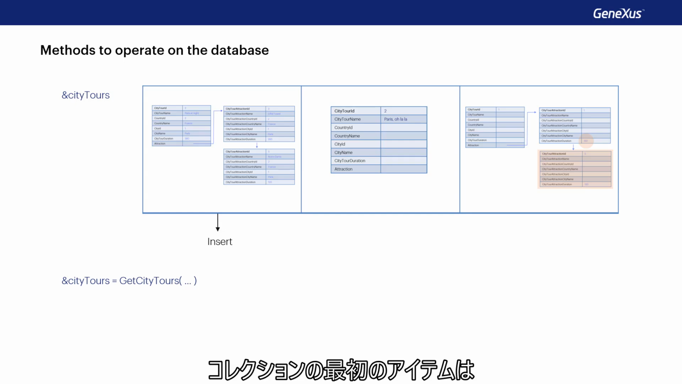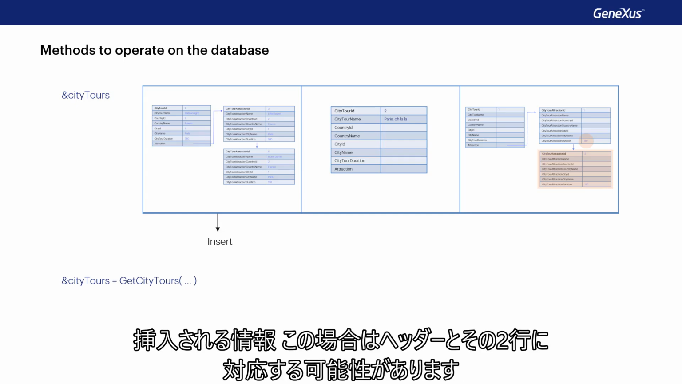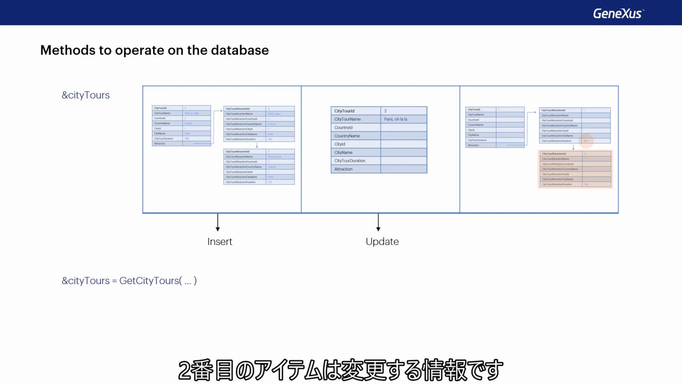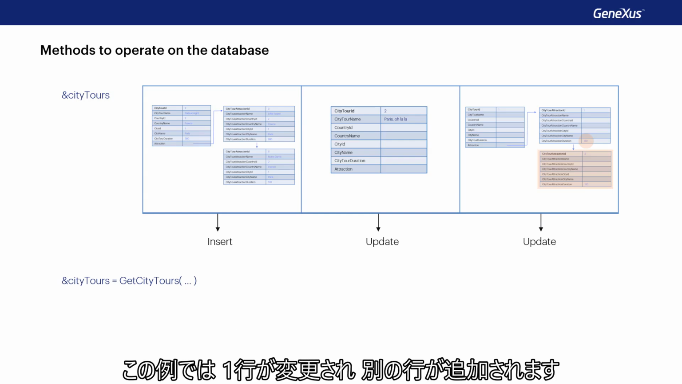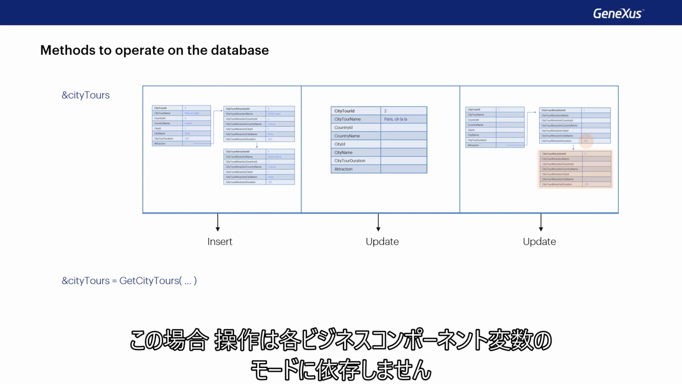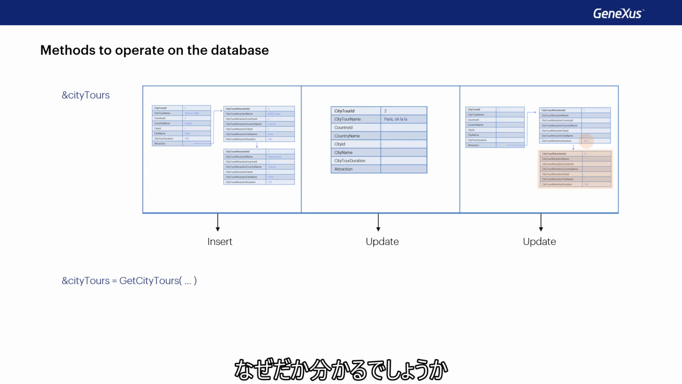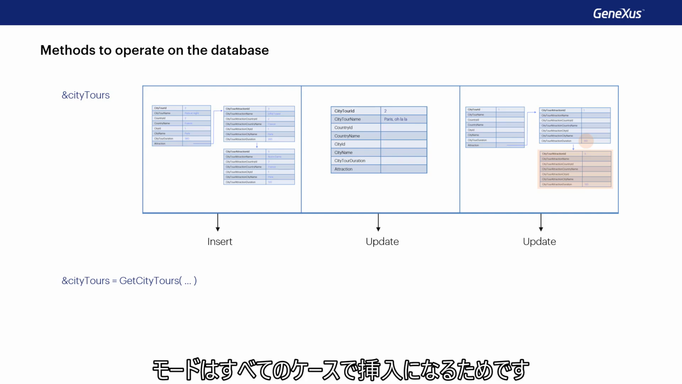It could be that the first item of the collection corresponds to information to be inserted, in this case, a header and its 2 lines. The second item is information to be changed, for example, only the city tour name of the header. And the last one is also information to be changed. In the example, one line is changed and another one is added. In this case, the operation will not depend on the mode of each business component variable, because that mode will be insert in all cases. Do you see why?